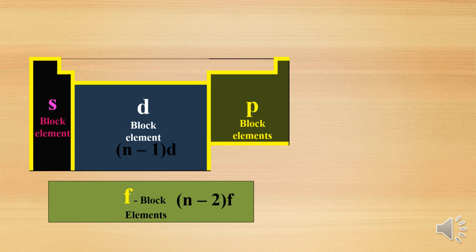Then F block elements. In F block elements, the last electron enters into the pre-penultimate shell. That's why it is (n minus 2) f. Penultimate means (n minus 1) d, and pre-penultimate means (n minus 2) f. Now these are called inner transition elements.